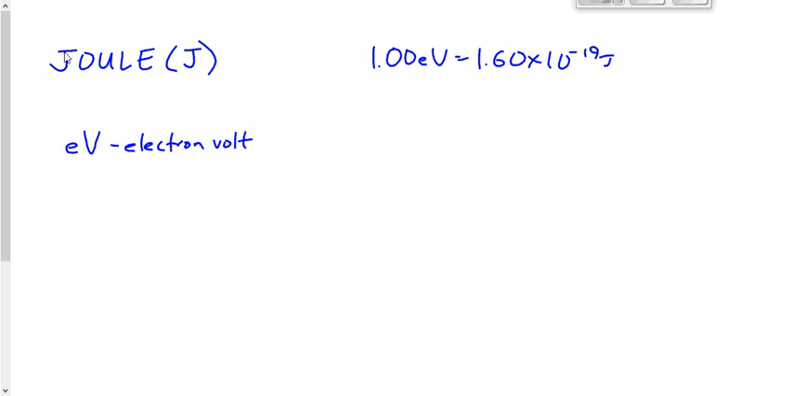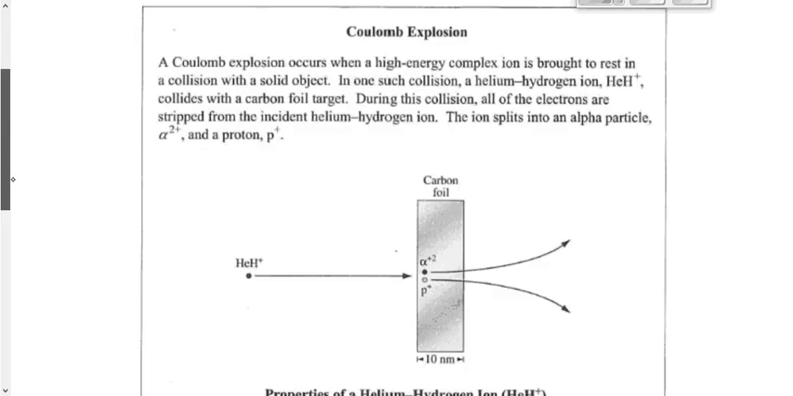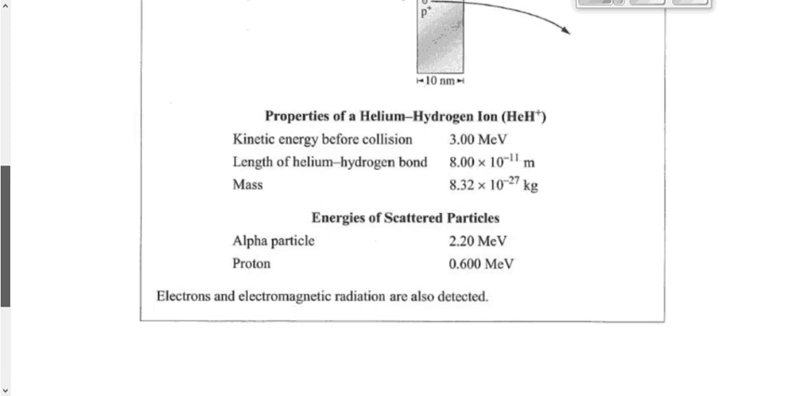Now, if you need to convert electron volts to joules, I want you to use that conversion factor that's given to you. On page 5 of your unit assignment, there are 3 places where you see electron volts used. The kinetic energy before a collision is 3 mega electron volts. The energy of a scattered alpha particle is 2.2 mega electron volts. And the energy of a scattered proton is 0.6 mega electron volts.